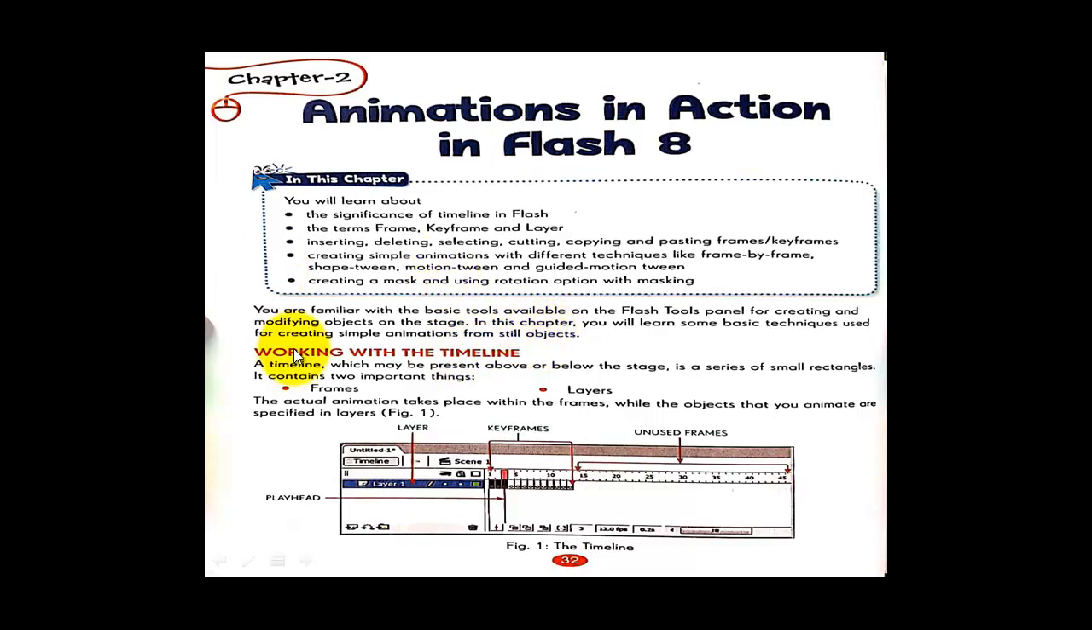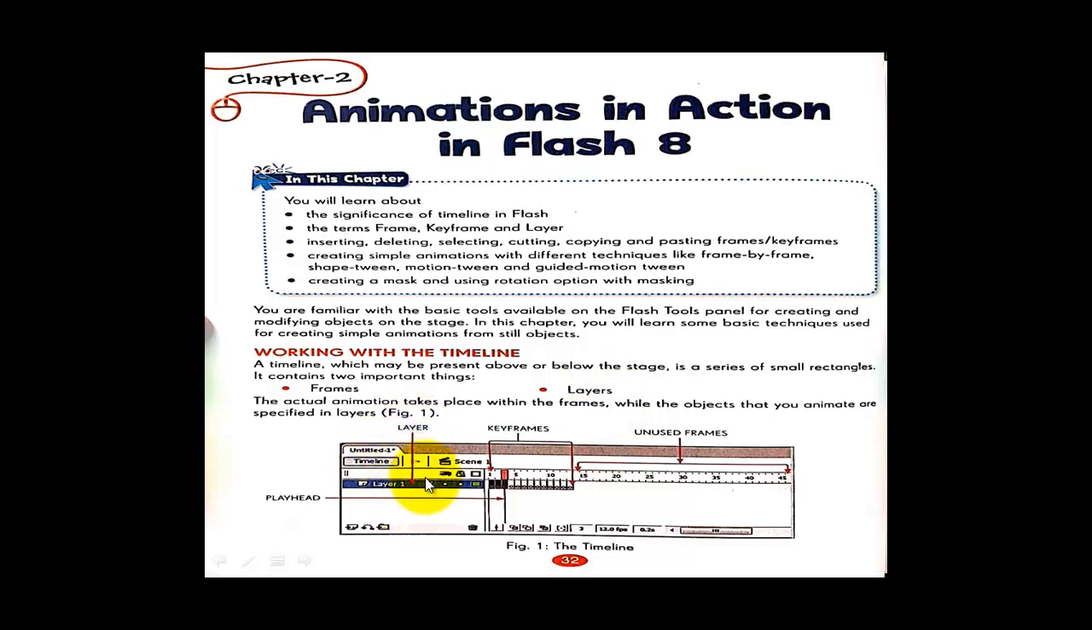Now let's see working with the timeline. How will we work through the timeline? A timeline, which may be present above or below the stage, is a series of small rectangles. It contains two important things. The first one is frames and the second one is layers.